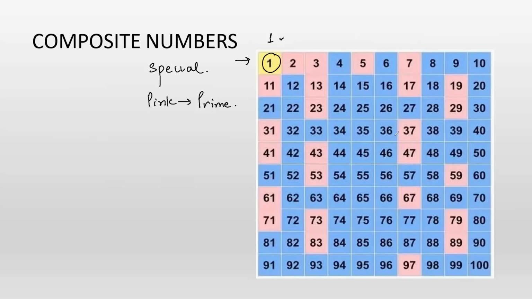Now let us take an example of the numbers in blue. Let us take the example 15. Now 15 has factors 1, 3, 5 and 15. It has more than two factors, hence it is composite.